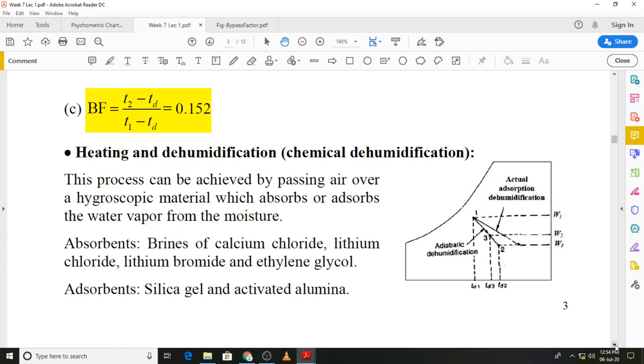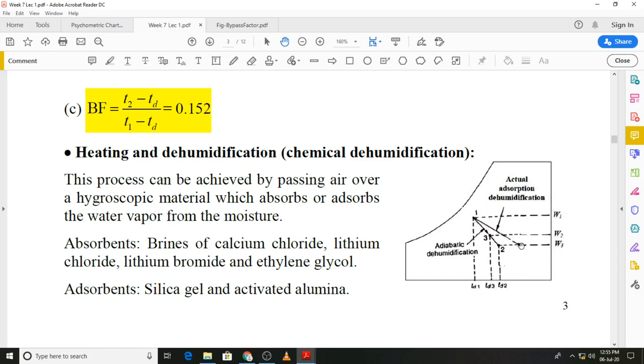Generally this is a process in which heat is released. You can see the actual adsorption dehumidification shown on the psychrometric diagram. If you have adiabatic dehumidification, it will follow a constant enthalpy line, in which the dry bulb temperature will increase. But if you have the actual adsorption, it will release further heat, so it's exothermic, and the dry bulb temperature will be further increased.